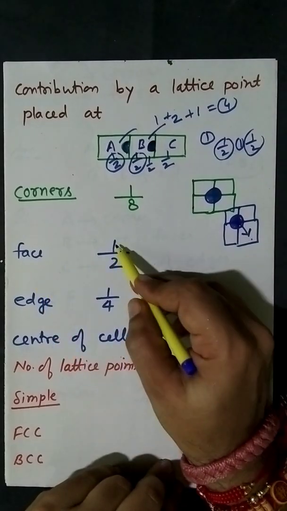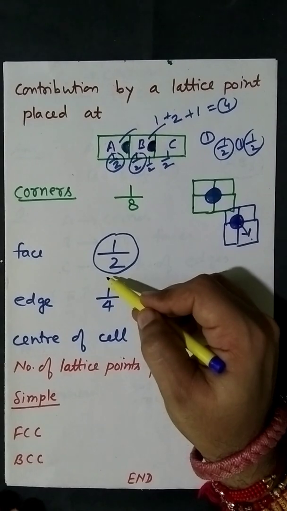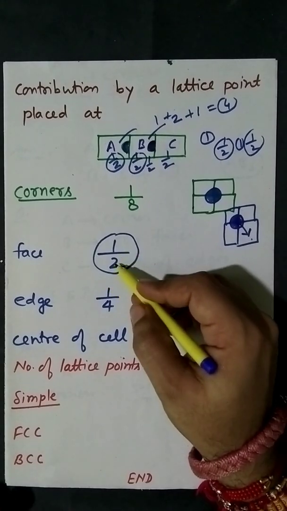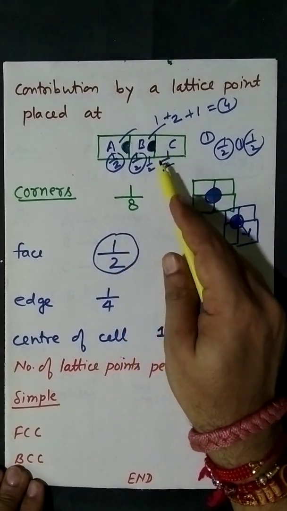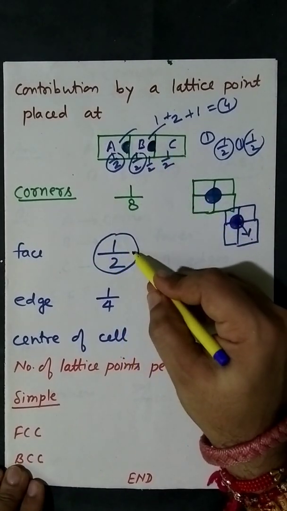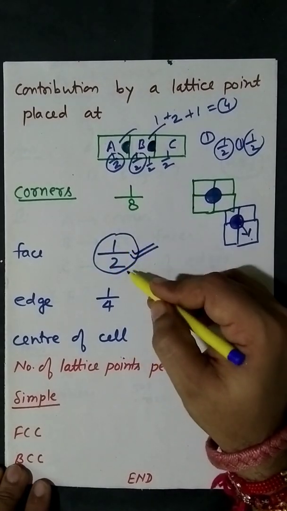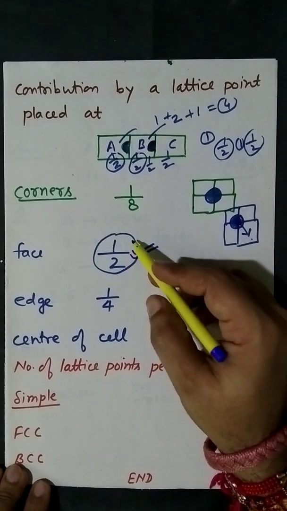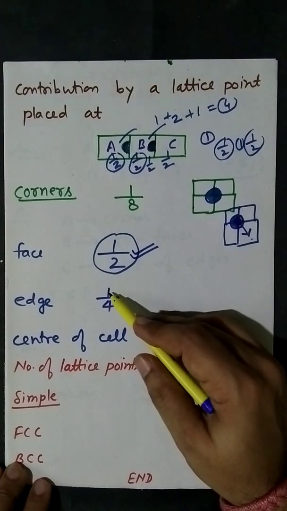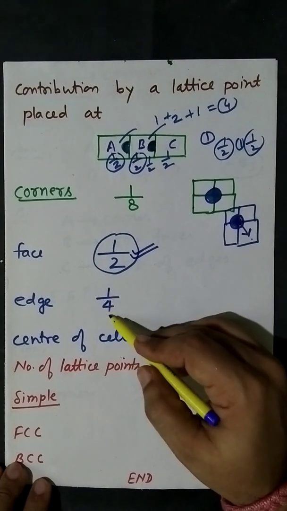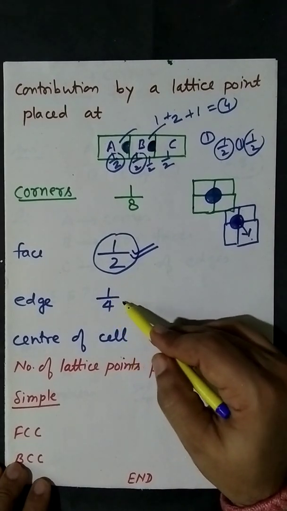So first check face. Face means it is just like the wall of your room. If a window or a door is placed on a wall, it is shared between 2 rooms as we have seen here, and therefore the contribution of lattice point per unit cell will be only half, because the wall is shared between 2. Similarly, look at the edge of your room, and the edge is shared between 4, therefore its contribution for one particular unit cell is 1/4.